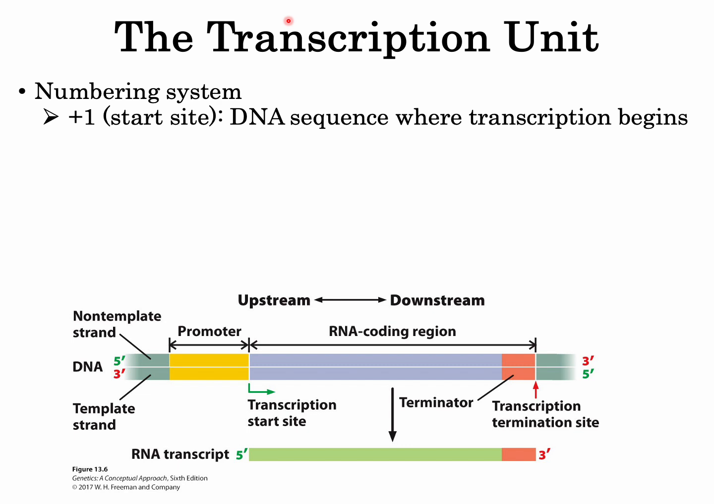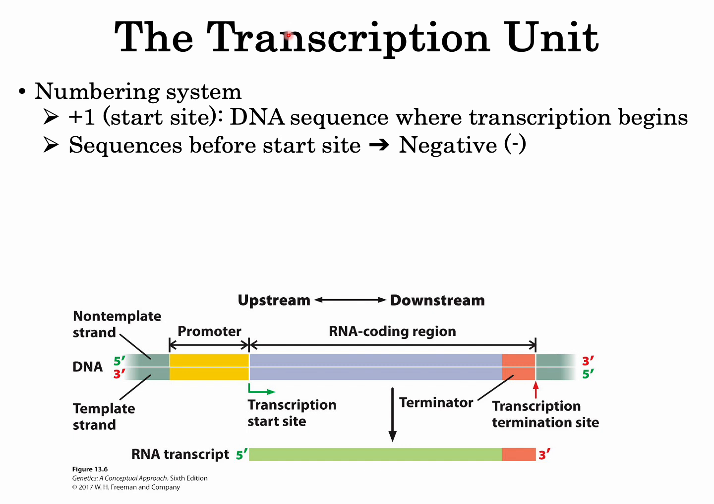So these are important to notice for the numbering system of the transcriptional unit. We give these plus and minus numbers for the transcriptional unit. The plus marks are where you have the DNA sequences where the transcription begins. The first nucleotide where the transcription starts is demarcated with a +1, and any DNA base pairs that come after the start site will have +2, +3, like that. And sequences before the start site are demarcated with a negative number.